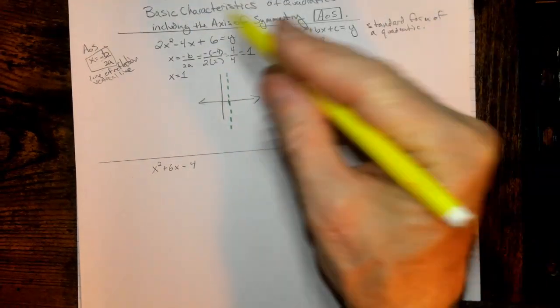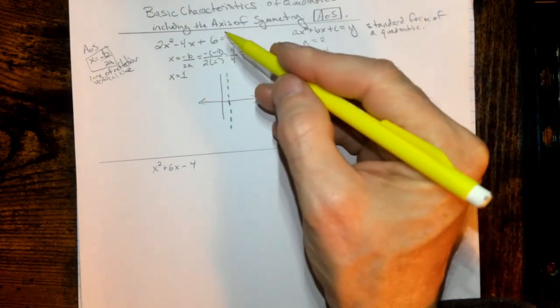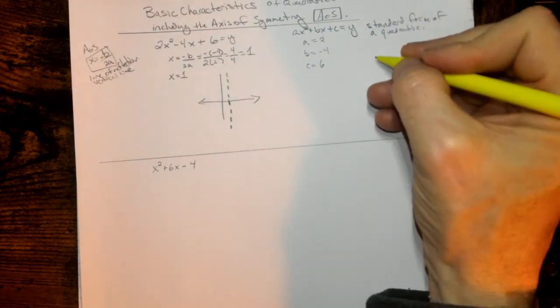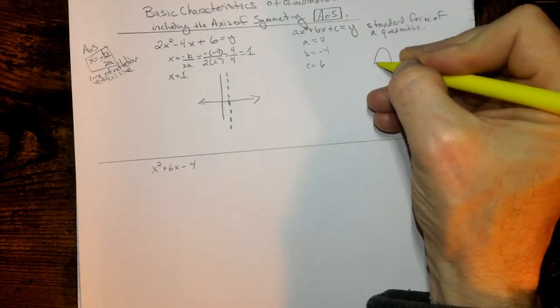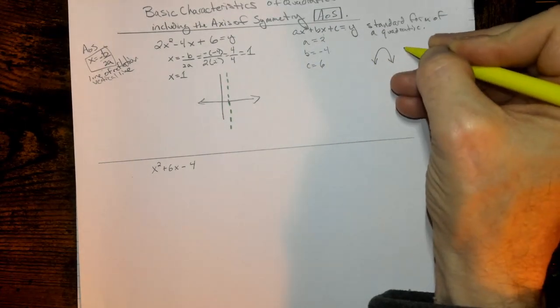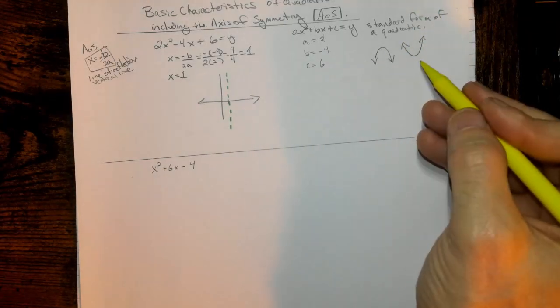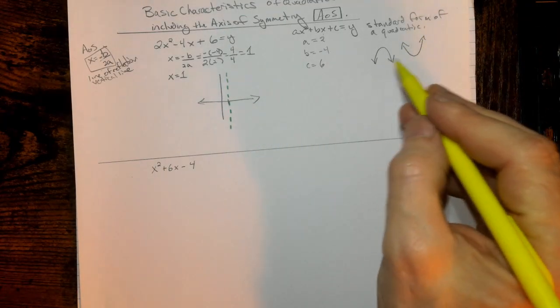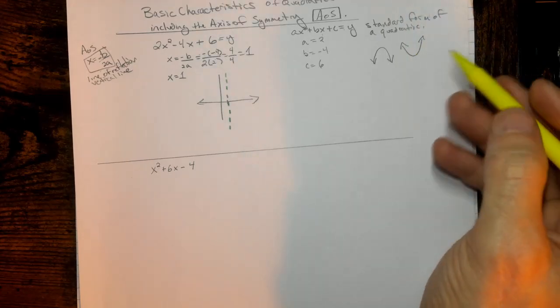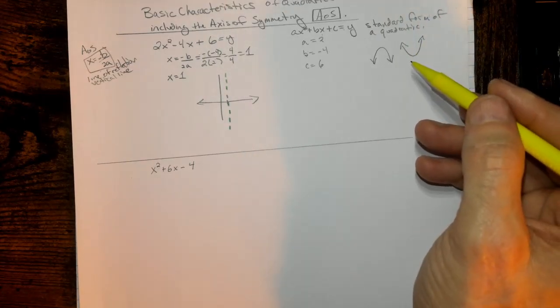Alright, so those are basic characteristics of a quadratic. Maybe some of this language is new. So what is a parabola? A parabola is a curve that looks like this or like this, and we can see them going up or down, and they can get wider or narrower. They do not go side to side, and there's reasons for that. I'm not going to get into it.